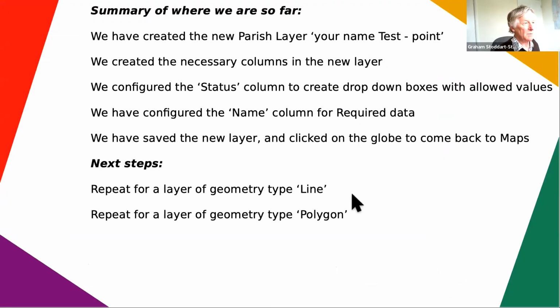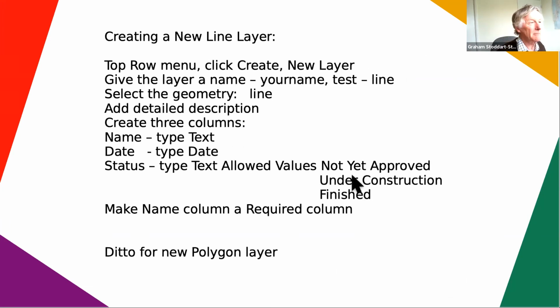So just to summarize where we are, we've created a new point layer. We've added three columns to it. We configured the status column to have drop-down allowed values. We've made the name column required, and we've saved it, and we're ready for the next stage. Now, I'd like you to do the same again for a geometry type line and a geometry type polygon. So that's two new layers to create.